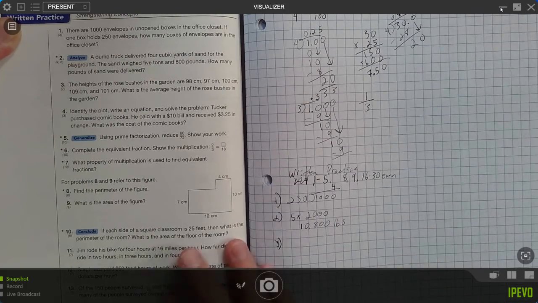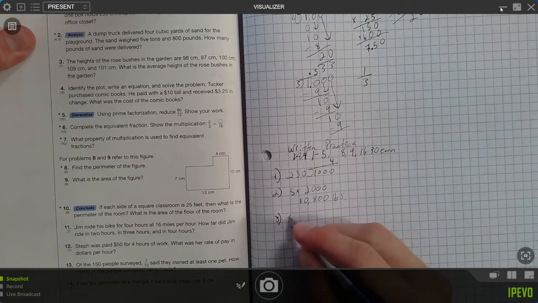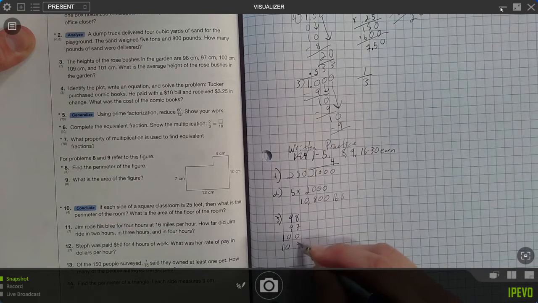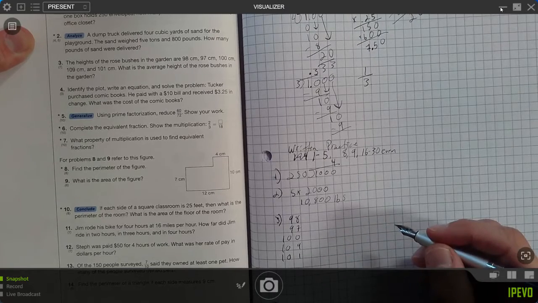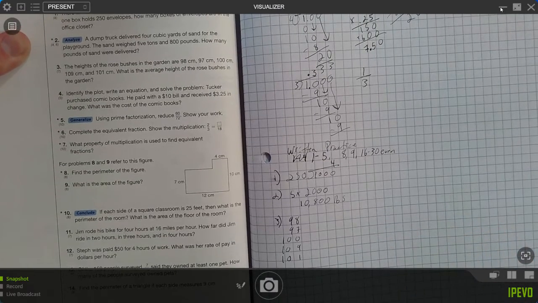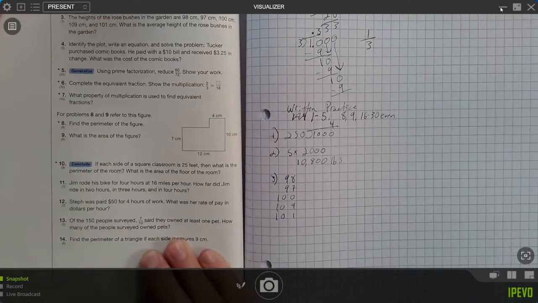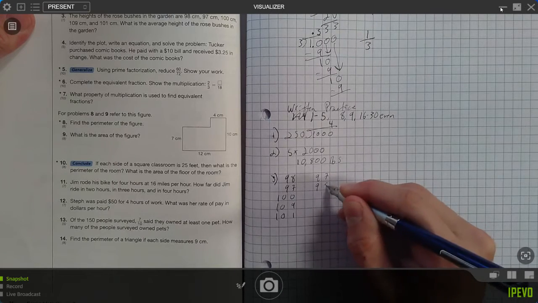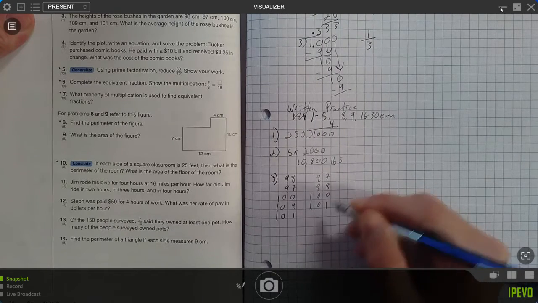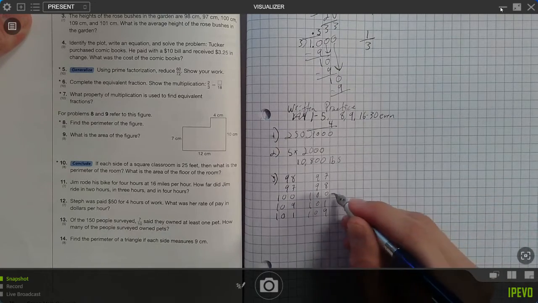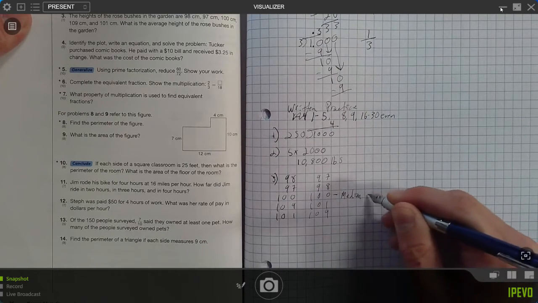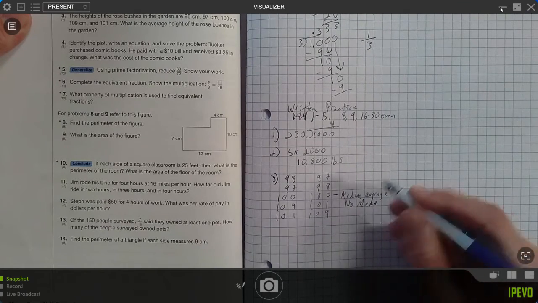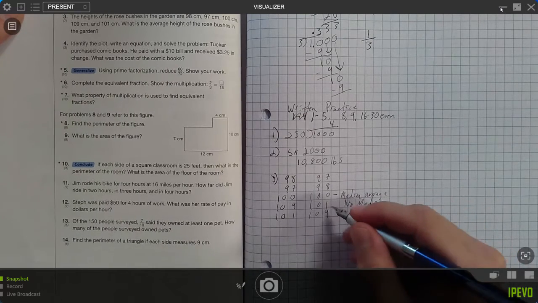3. The heights of the rose bushes in the garden are 98, 97, 100, 109, and 101. What is the average height of the rose bushes in the garden? Well, which average, right? If we put these in order, 97, 98, 100, 101, 109, we could say our median average. There's no mode because nothing repeats.